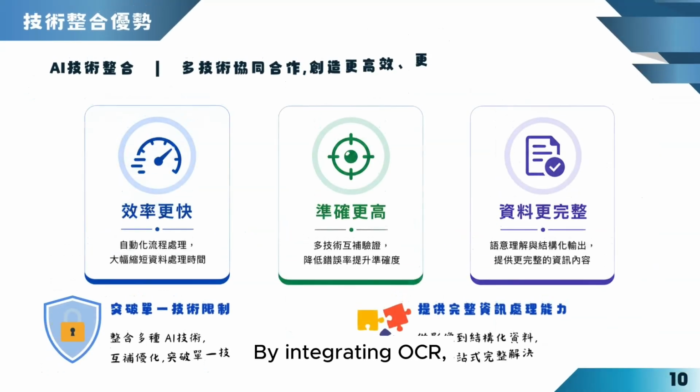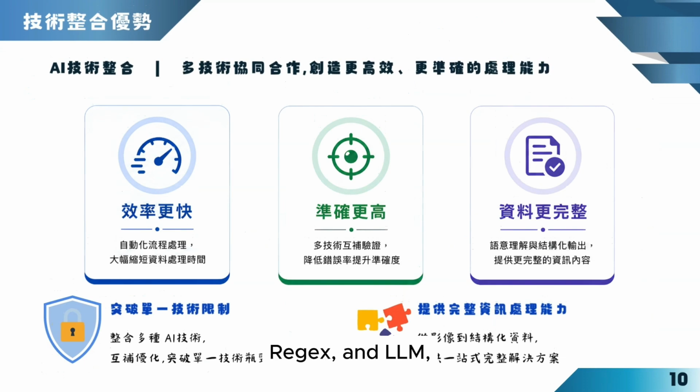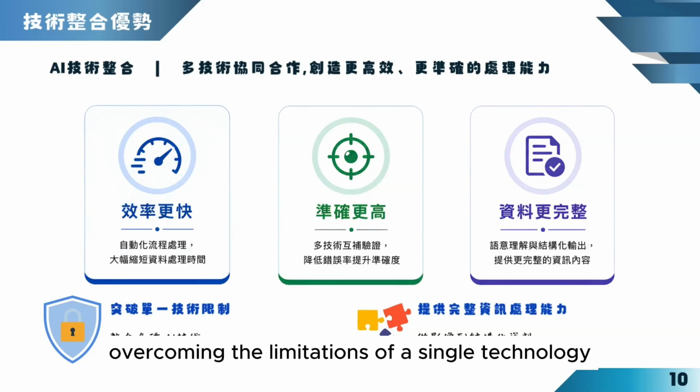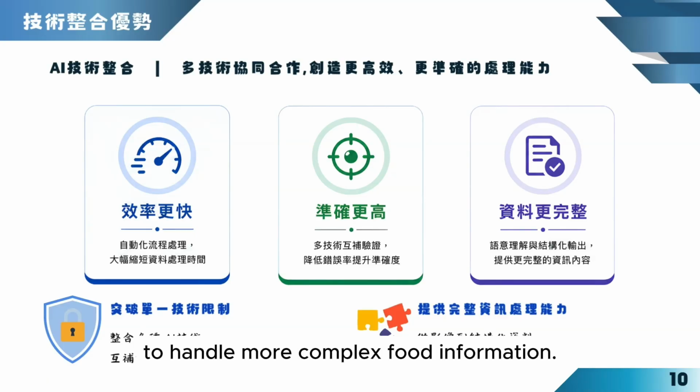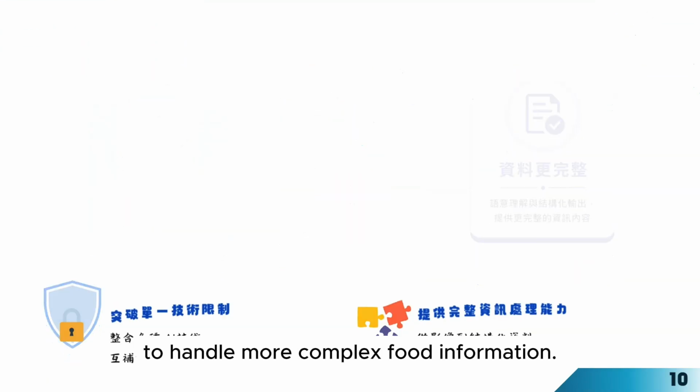By integrating OCR, regex, and LLM, we can improve efficiency, accuracy, and data integrity, overcoming the limitations of a single technology and allowing the system to handle more complex food information.